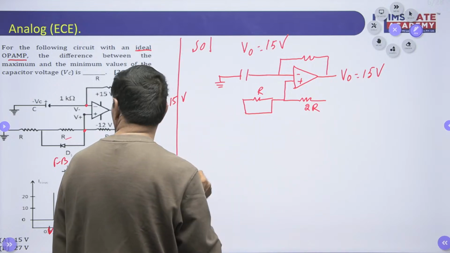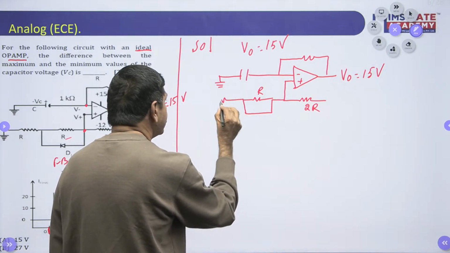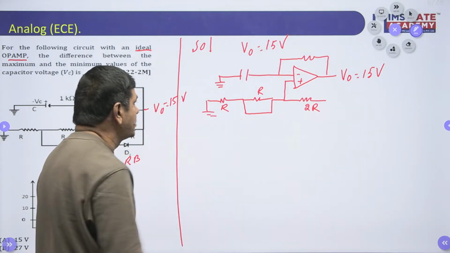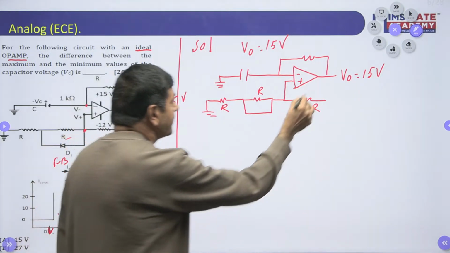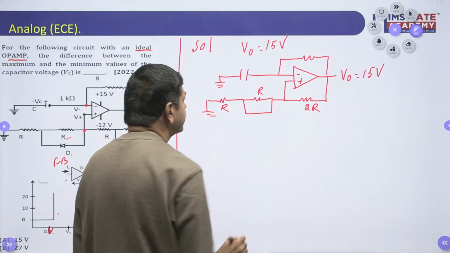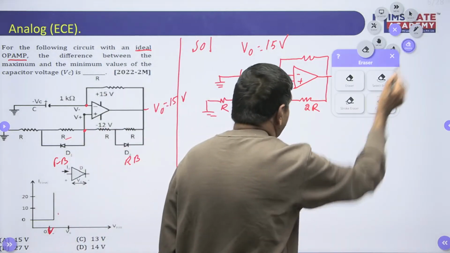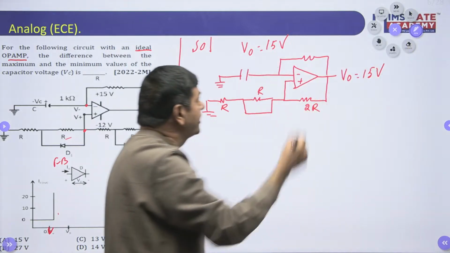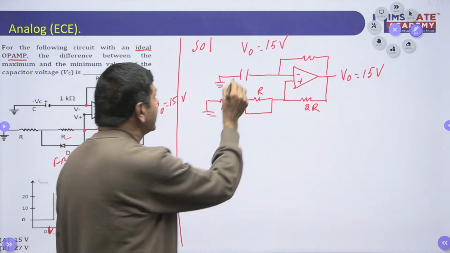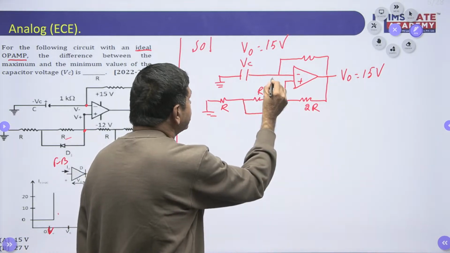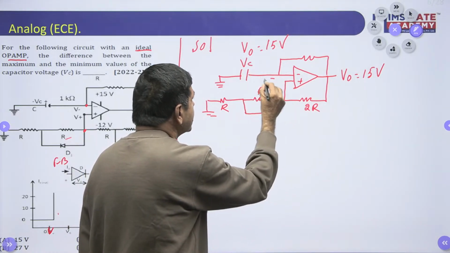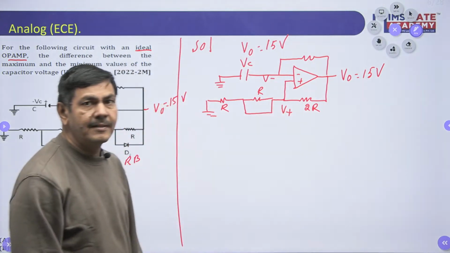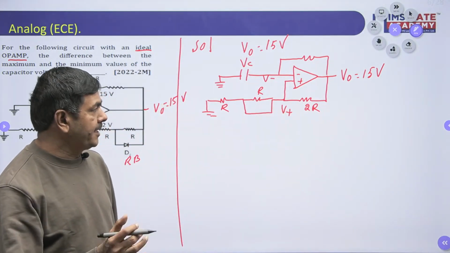This is shorted here now. Here I connected with resistance R. This is connected to the ground. In such a way this network is formed here now. But I want the voltage across this capacitor. This is V minus, this is V plus. But I wish to find what V plus is.